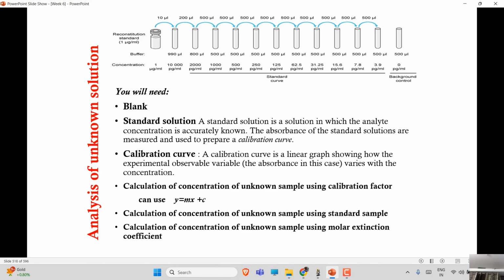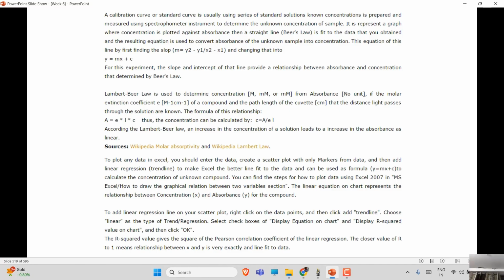So, you will need a blank, a standard solution, a calibration curve, and all of that. At first, a standard curve or a calibration curve is prepared, which is usually made using a series of standard solutions of known concentrations, measured using a spectrophotometer to determine the unknown concentration of a sample. It represents a graph where the concentration is plotted against absorbance. Then a straight line is fit to the data that you obtain and the resulting equation is used to convert the absorbance of the unknown sample into concentration.